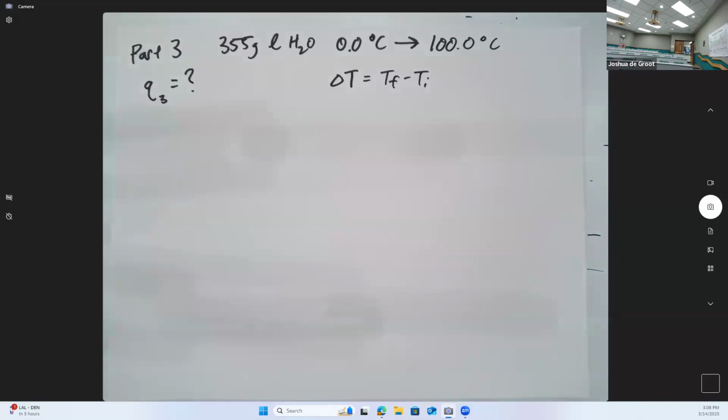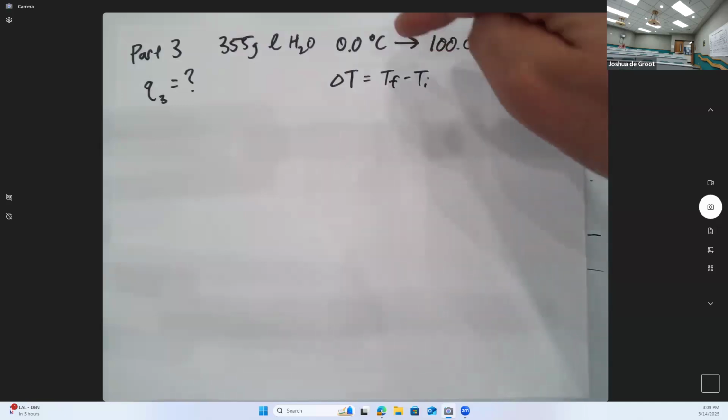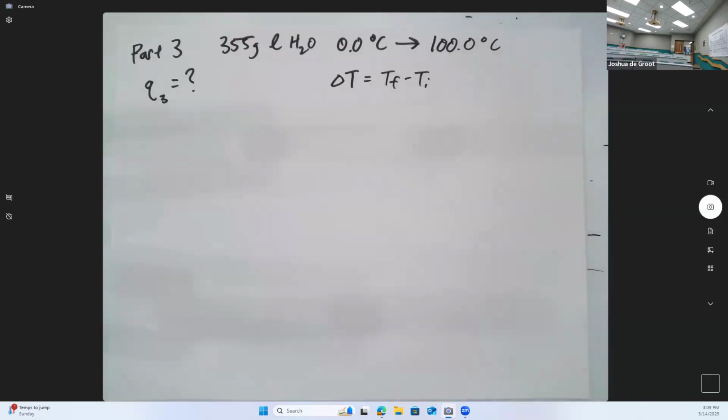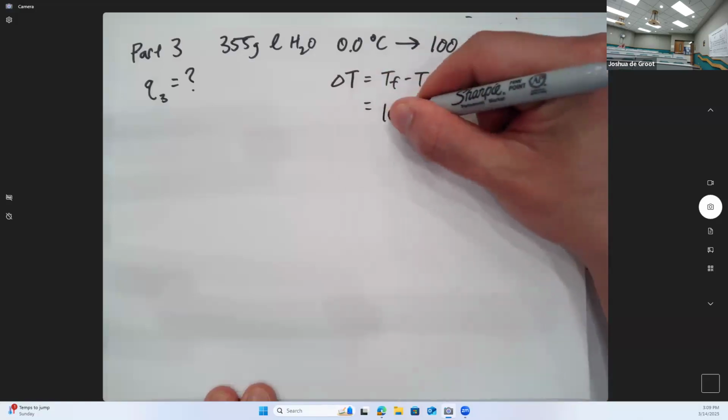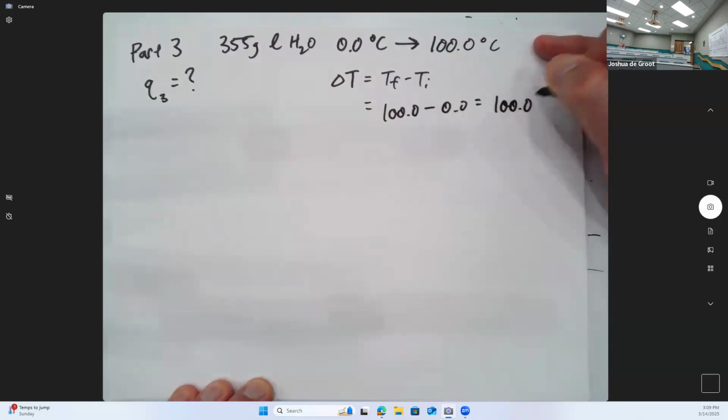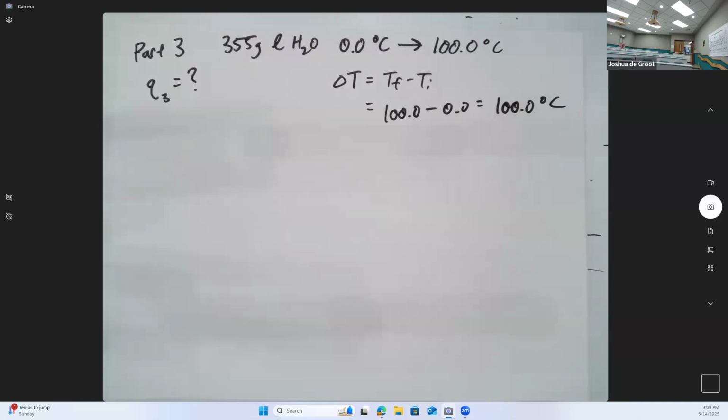I saw in my other class, they're getting negative 100s, negative 20s. It helps to do the math for sure, but it also helps to think about it, maybe even out loud. We're going from 0 to 100. That means we're raising the temperature, we're gaining heat. So it should be a positive number, hopefully at that intuitive level. Mathematically, we get 100.